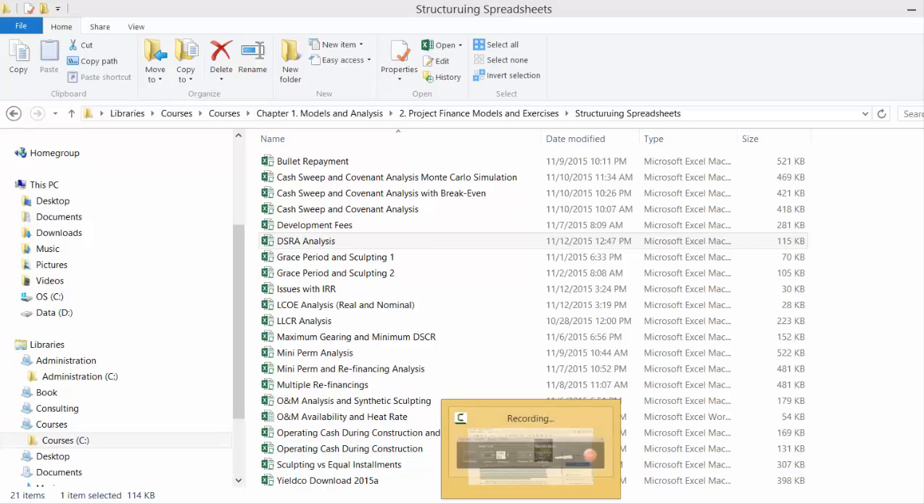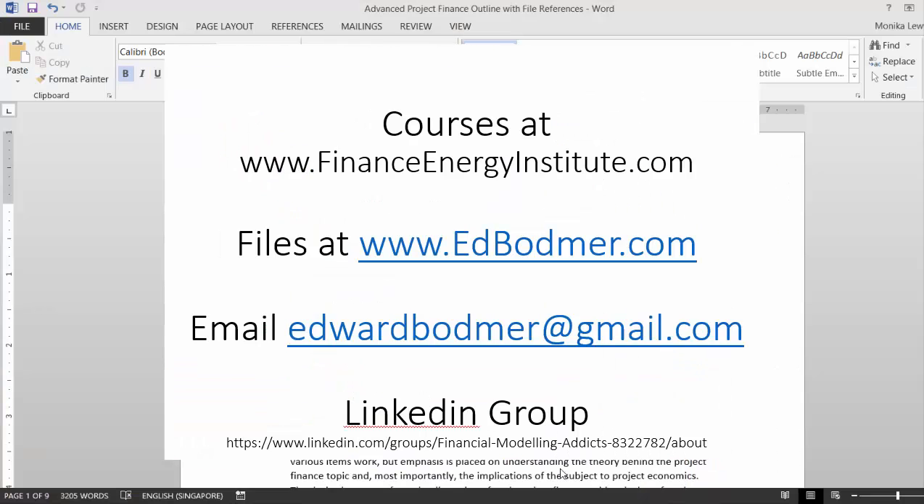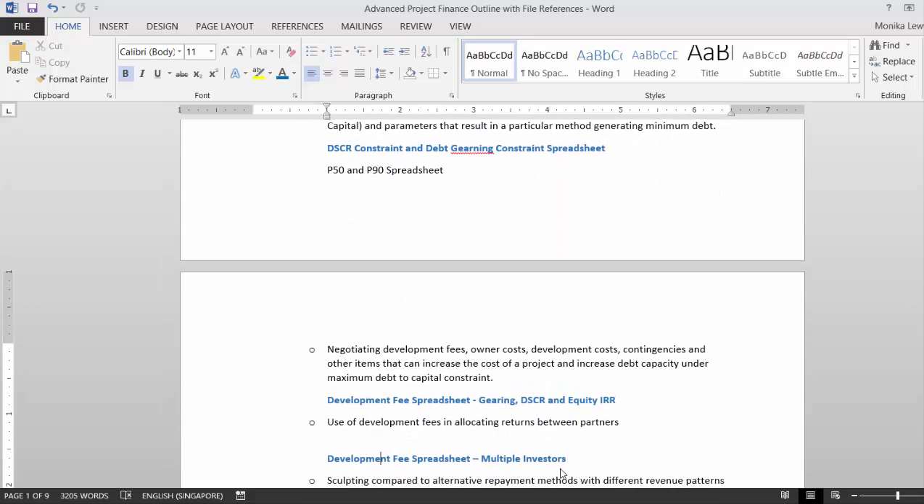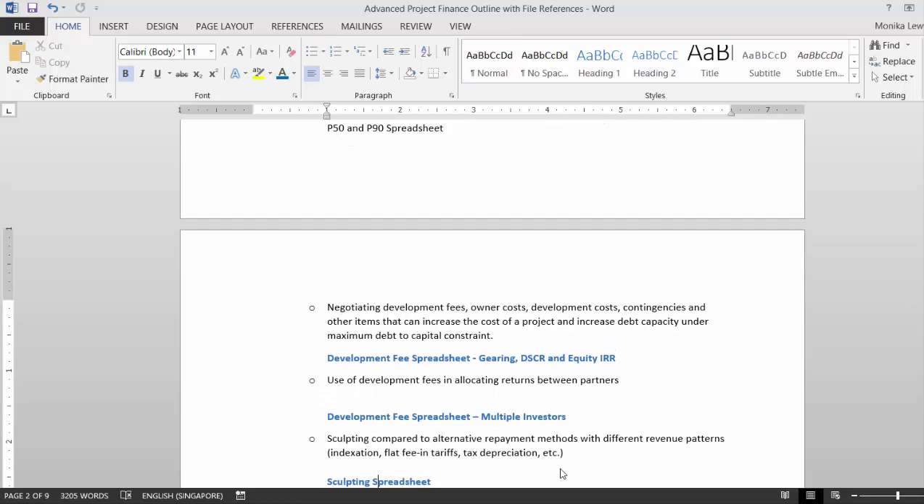All right, I'm plowing through these structuring issues, and we've dealt a little bit with DSCRs versus debt gearing constraints, with the effect of development fees and other adders to the cost when you have a gearing constraint, but not when you have a DSCR constraint.